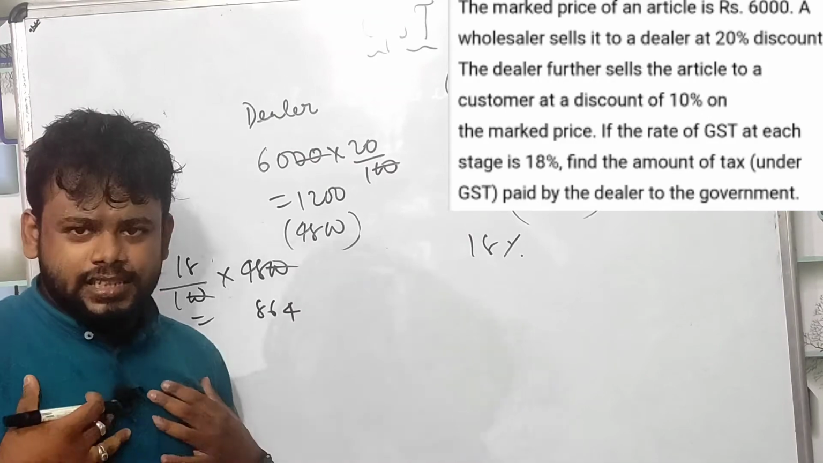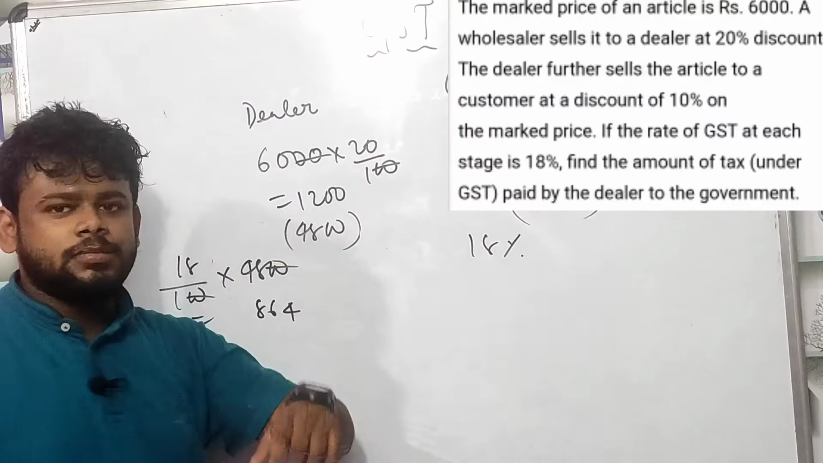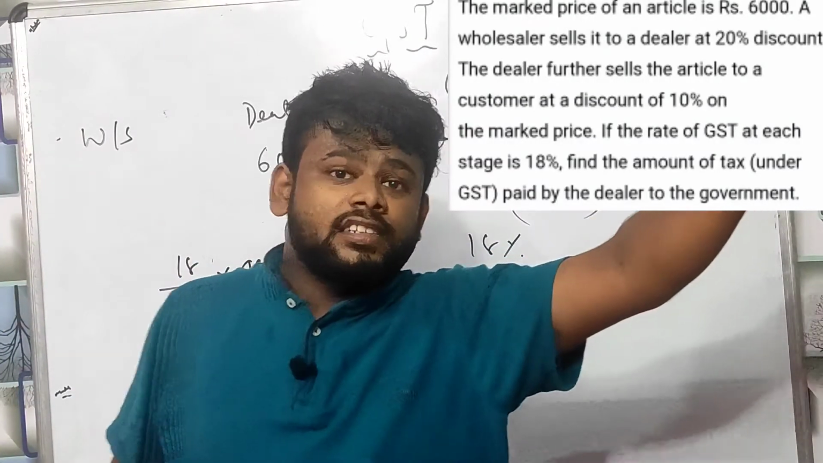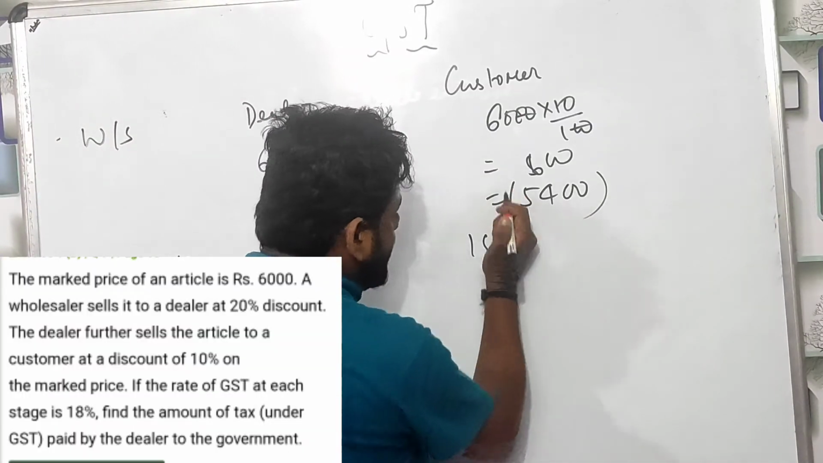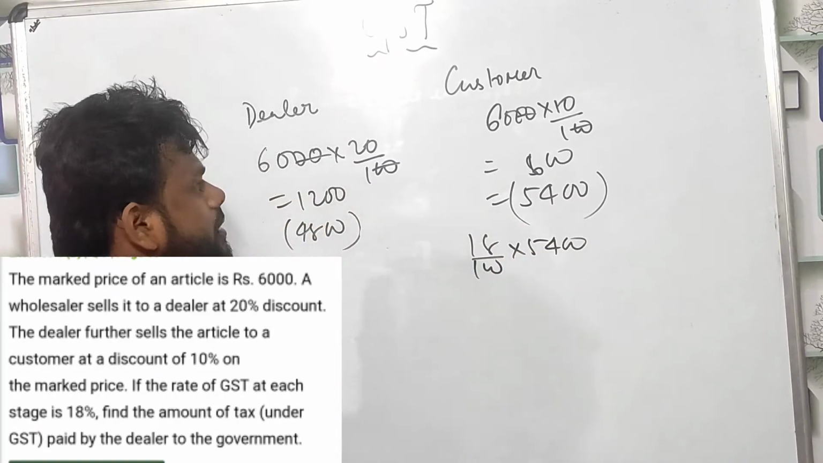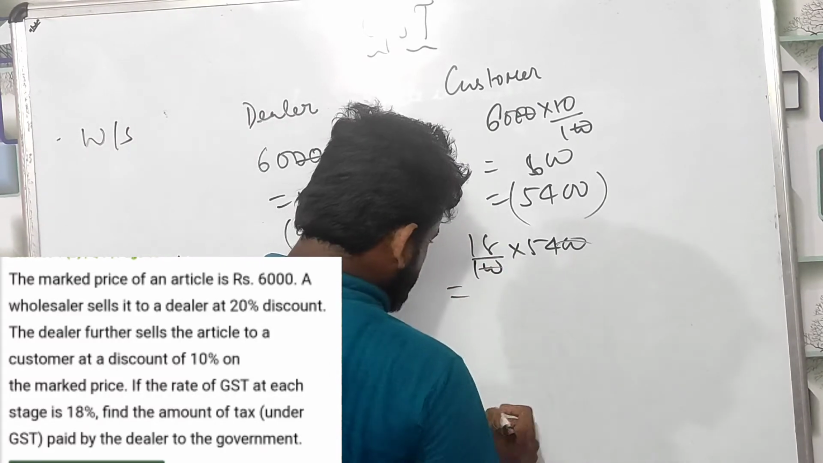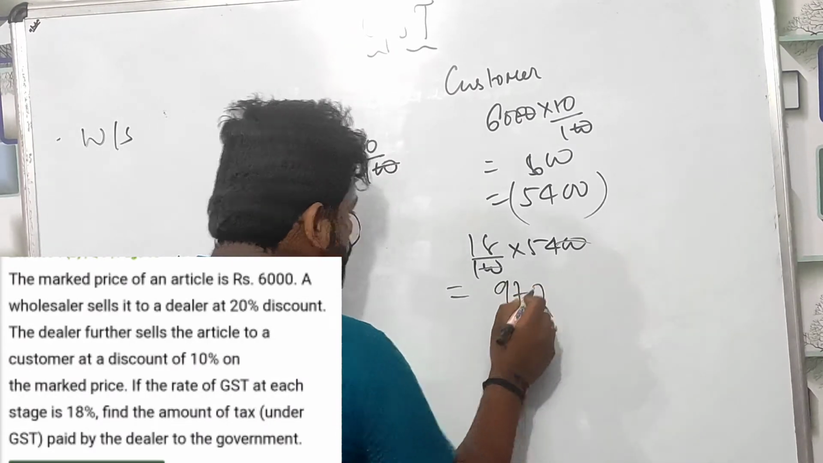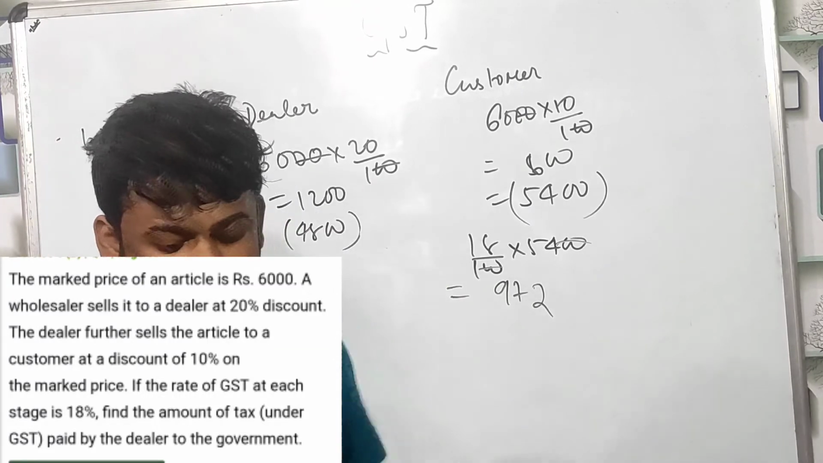That means when you purchased from me, you paid 864 GST. Similarly, the customer, that means your friend you sold to, also paid GST. That 18% means 18 upon 100 into 5,400. The zeros cancel, and 18 into 54 is 972. Now the question says to find the net GST, the amount of tax.